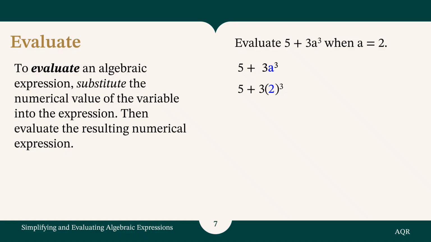Now we're going to follow the order of operations. So right here we're going to do 2 cubed first, which gives us 8. Now we have 5 plus 3 times 8. The next thing we're going to do is multiply our 3 times the 8, which gives us 24. And finally, we're going to go ahead and combine the 5 plus 24. So 5 plus 24 gives us 29.